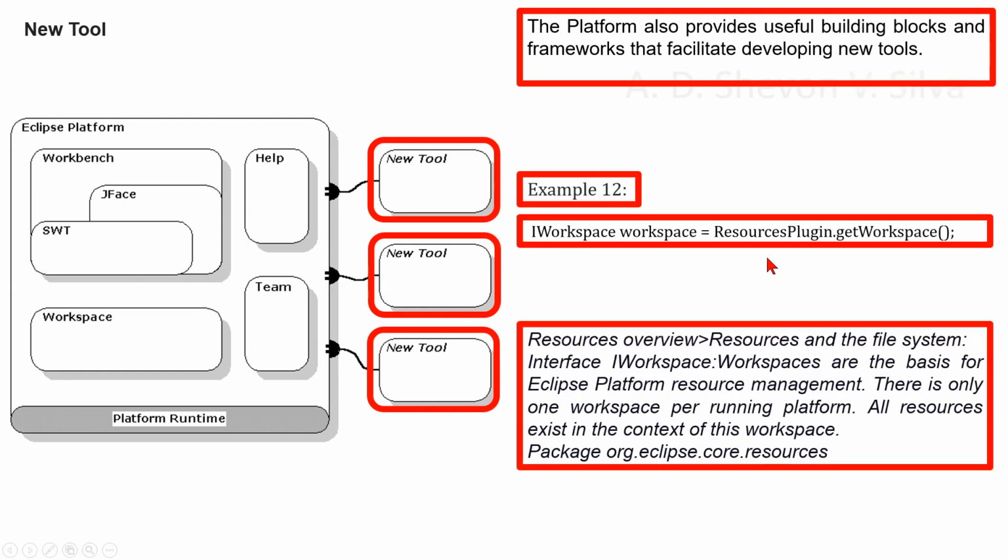Now we are considering resources and the file system. In the resources overview, the interface IWorkspace: workspaces are the basis for Eclipse platform resource management. There is only one workspace for a running platform. All resources exist in the context of this workspace. This is in the package org.eclipse.core.resources.